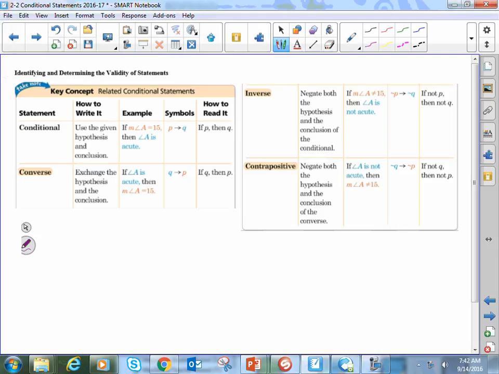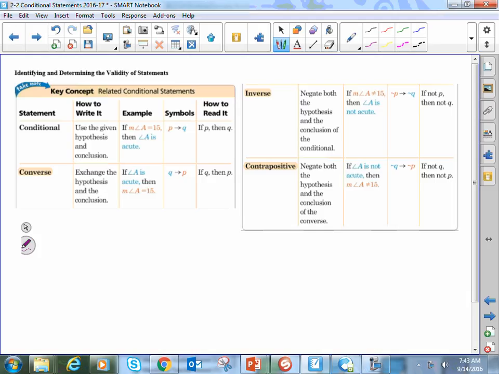In this part, what we're going to be talking about primarily is how we're going to take a conditional statement and rewrite it. Just as a reminder, a conditional statement is a statement written in an if-then form where the portion that follows the word if is the hypothesis, and the portion of the statement that follows the word then is the conclusion. So what we're going to be looking at here is how you rewrite them and create new types of conditional statements.